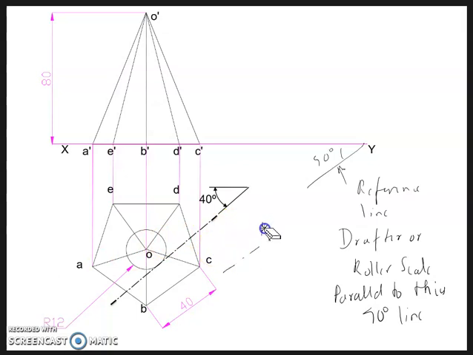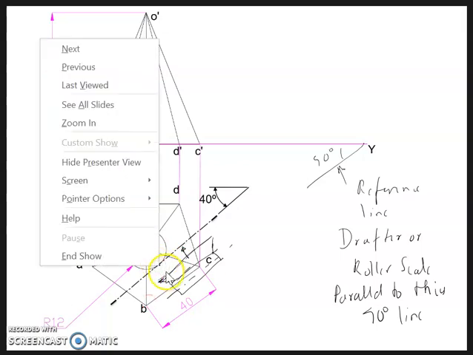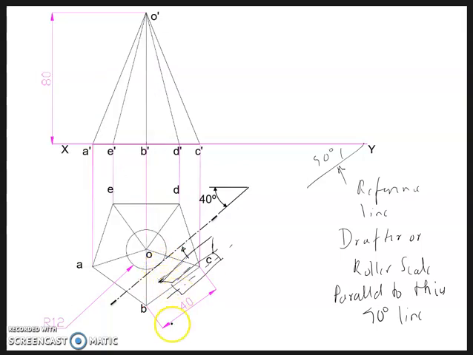Draw the roller here. Right? So your roller is inclined at 40 degrees, and you have made the edge of the roller parallel to the 40 degree line. This is your roller scale, and then move this towards the circle till it becomes tangent. Right? So that will get you the section.